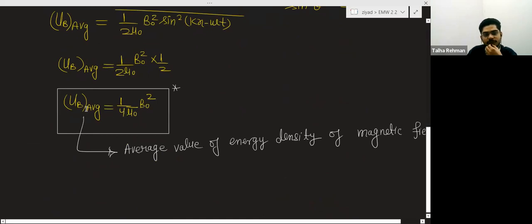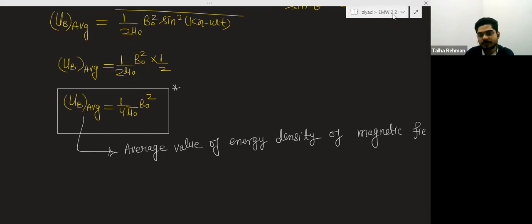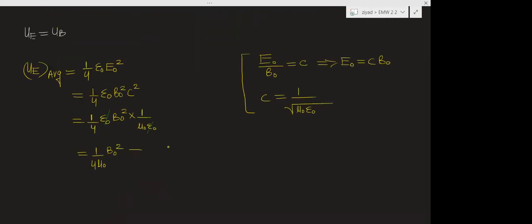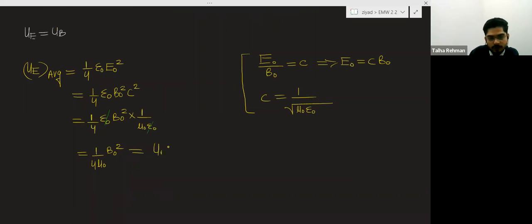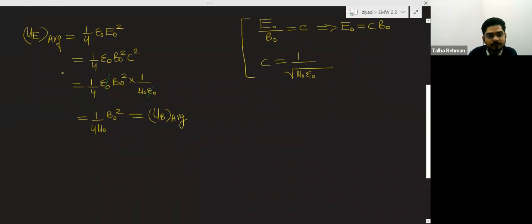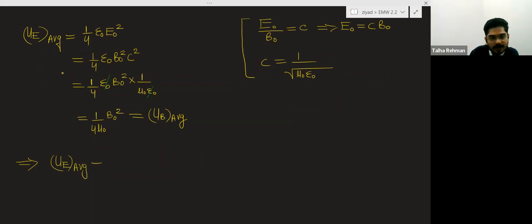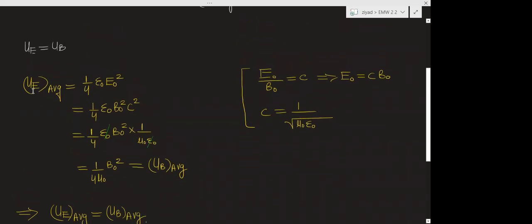What is UB average, or the energy density of the magnetic field? Basically, this is equal to UB average. So can we say that both values are equal? Can we say that the average energy density of the electric field is equal to the average energy density of the magnetic field? Yes. We have proved that.